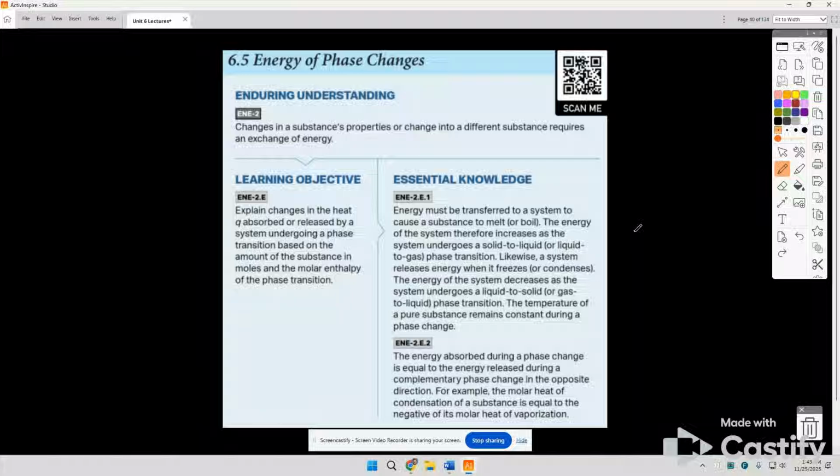All right, hello everybody. Here are our notes on Unit 6.5, talking about energy of phase changes. Going to go through, talk about what we're learning, do a few of the problems together, then leave some you-dos for you at the end if you want to try some out.